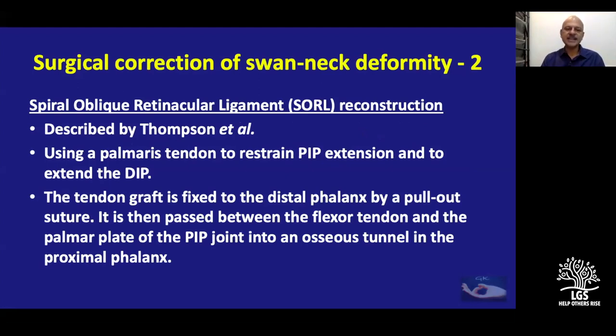The second is the spiral oblique retinacular ligament, or SORL, reconstruction. Here, a palmaris longus tendon graft is taken to restrain the PIP joint extension and to extend the DIP. We are doing the opposite of what has happened. There is hyperextension at the PIP joint and flexion at the DIP joint. We are going to use the palmaris longus tendon to extend the DIP joint and flex the PIP joint.